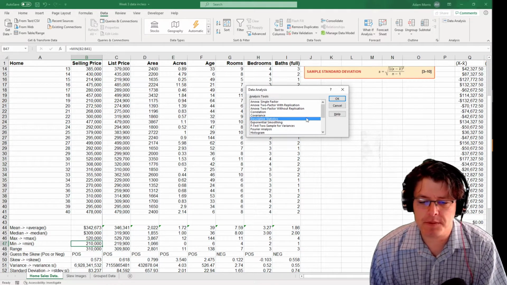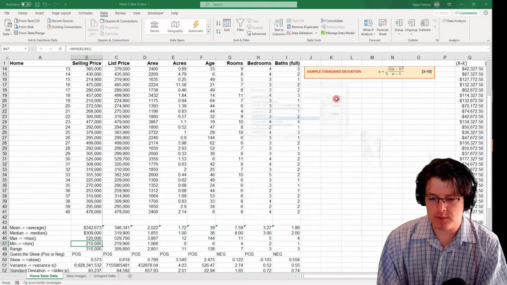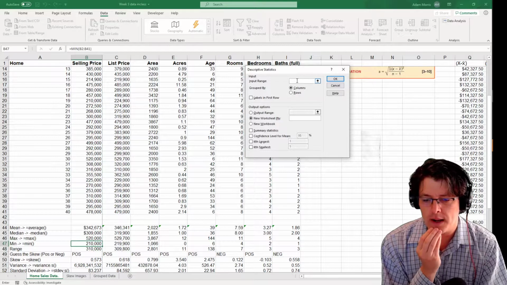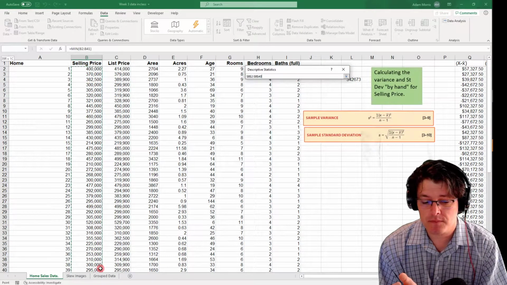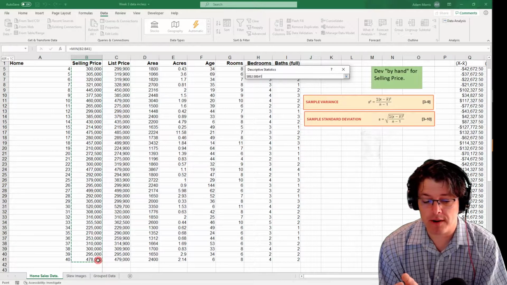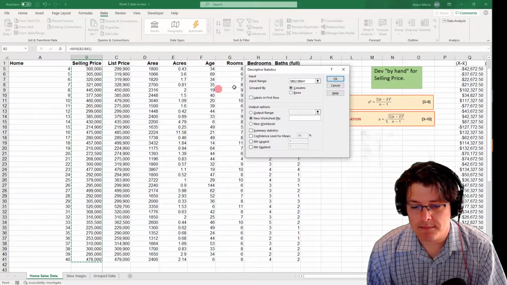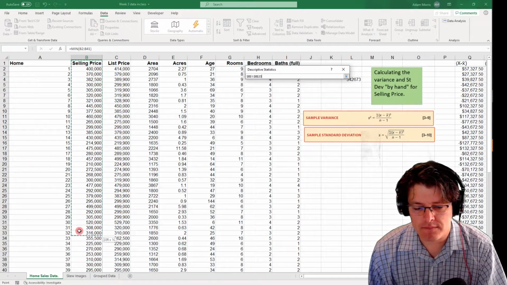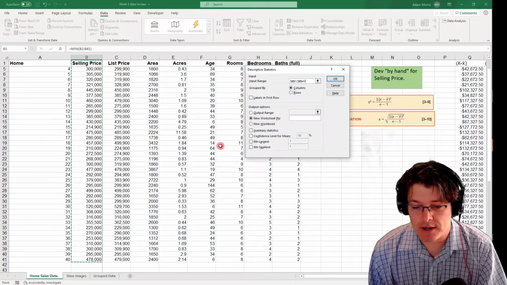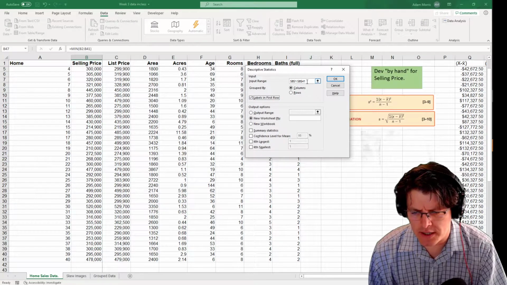So there's a descriptive statistics option here, right? We clicked histogram, but here's descriptive statistics. Now let's see what we can get from this. So I'm going to use the input range. I want to know about the selling price. Let's grab the selling price. Actually, I'm going to include the label here so it keeps track of that, and I'll click labels in first row. So I've grabbed from B1 to B41.